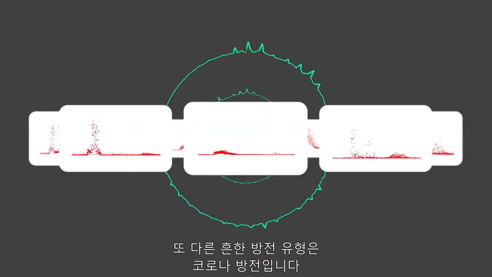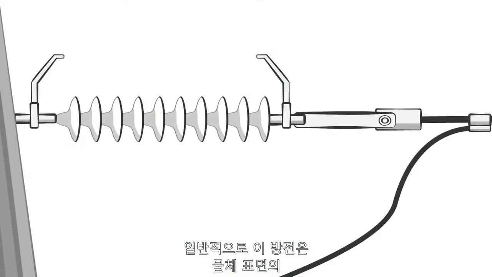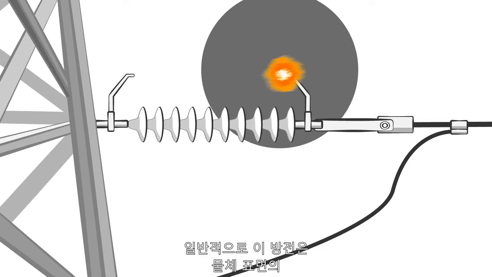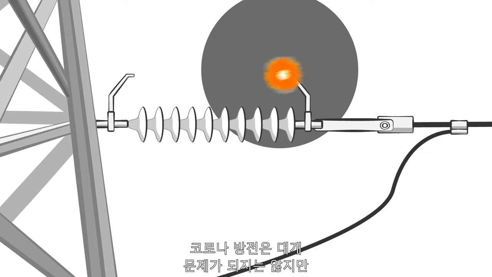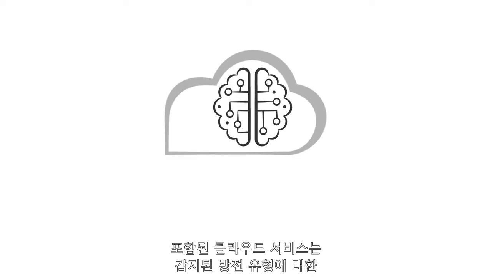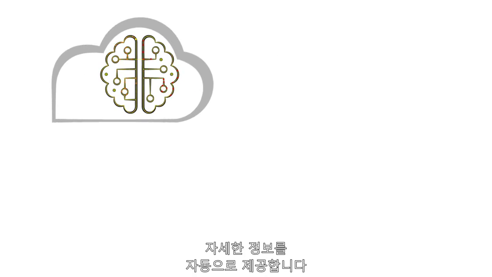Another common discharge type is the corona discharge. This discharge typically occurs around sharp corners or discontinuities on the surface of an object. Corona discharges are usually not problematic, but they may damage nearby materials or insulators. The included cloud service will automatically give you more information about the type of discharge detected.